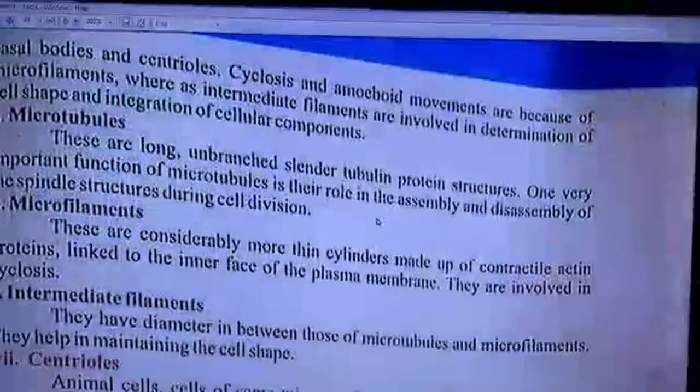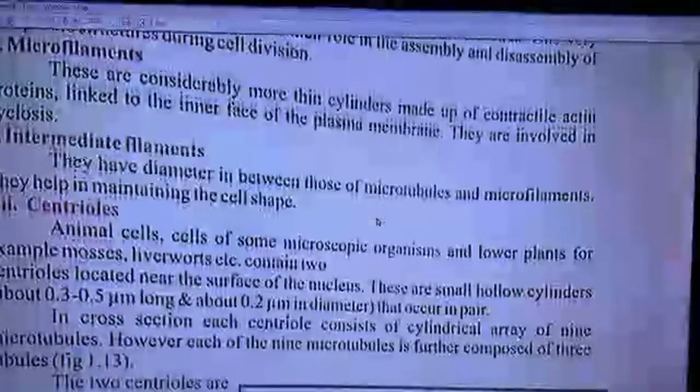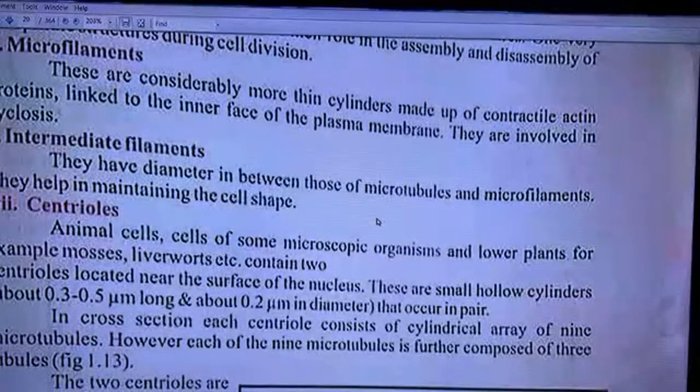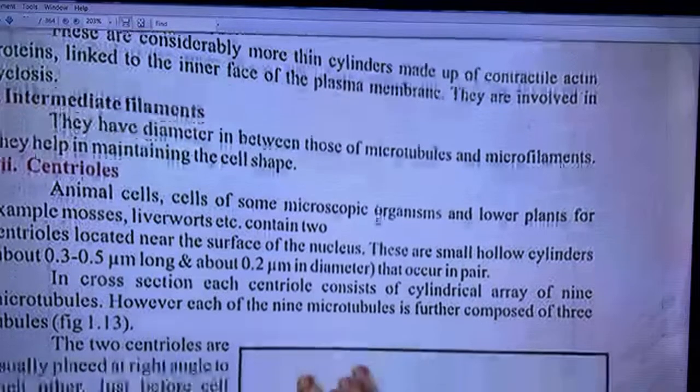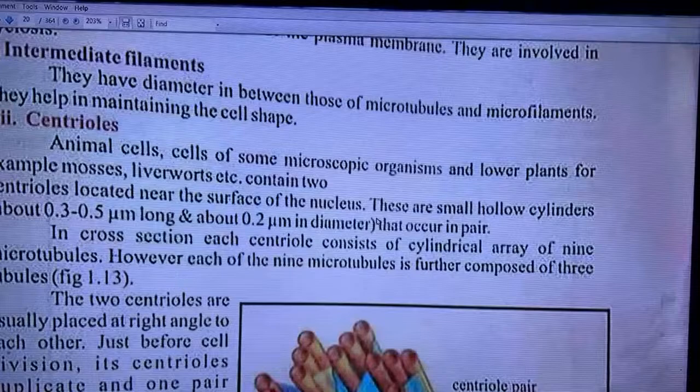Microtubules. These are long, unbranched, slender tubulin protein structures. One very important function of microtubules is their role in assembly and disassembly of the spindle structures during cell division. Microfilaments. These are considerably thinner cylinders made of contractile actin proteins linked to the inner face of the plasma membrane. They are involved in cyclosis. Intermediate filaments. They have a diameter in between those of microtubules and microfilaments and help in maintaining the cell shape.